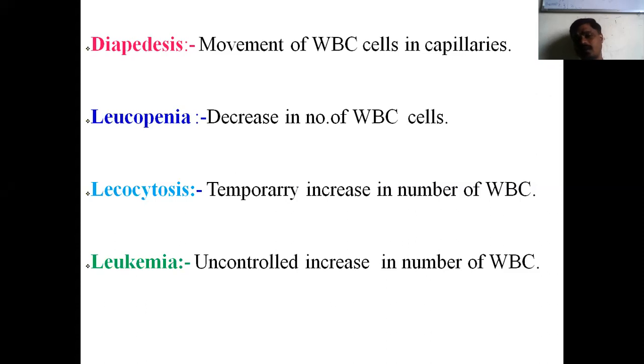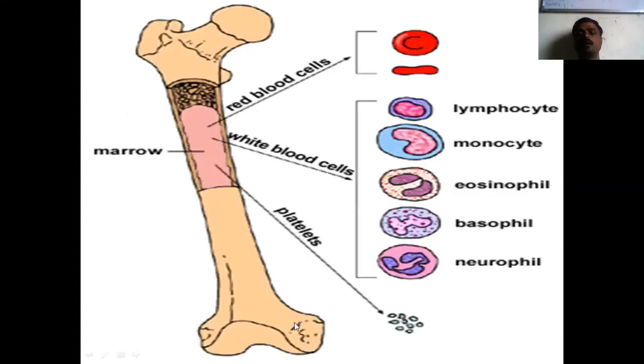The last thing is leukemia. Leukemia means an uncontrolled increase in the number of WBC. When the person is suffering from cancer-like diseases, there is an uncontrolled and abnormal increase in the number of blood cells, and that increase is not controlled by our body mechanism. So that is called leukemia. This condition occurs only when we are suffering from cancer-like diseases. You know, blood cancer is there, and this type of cancer comes under leukemia.